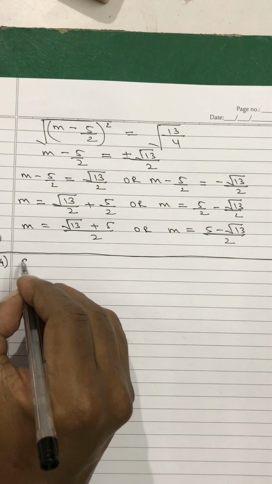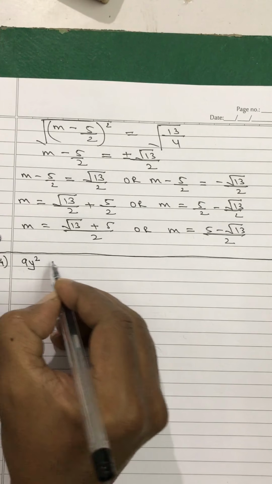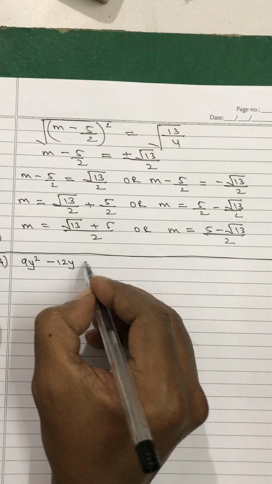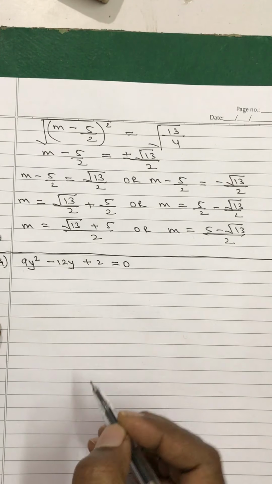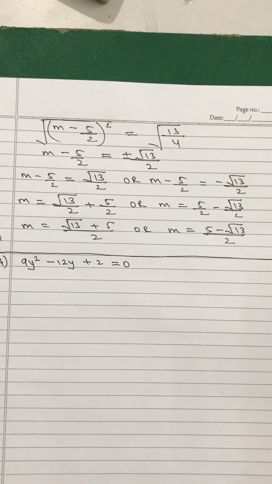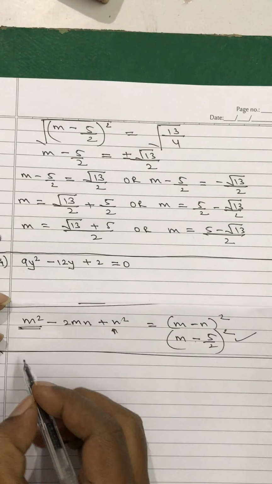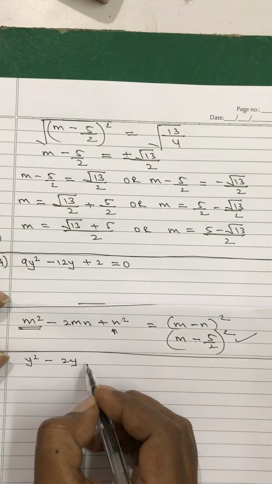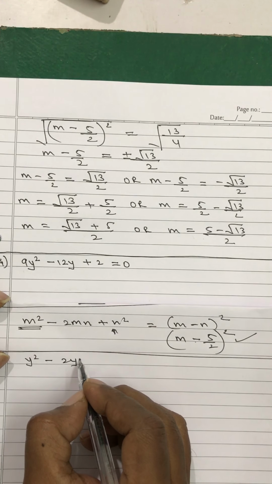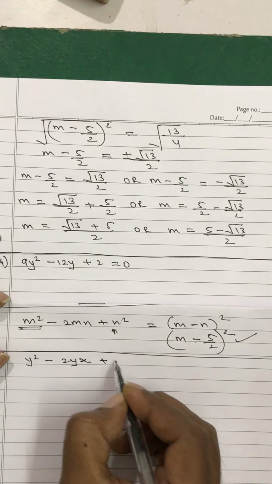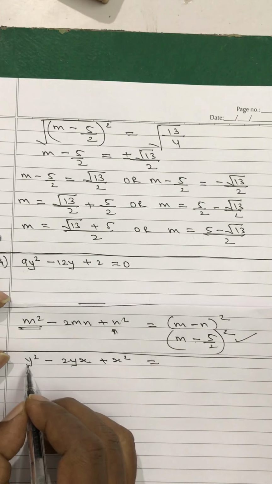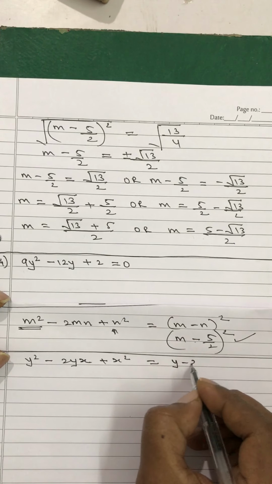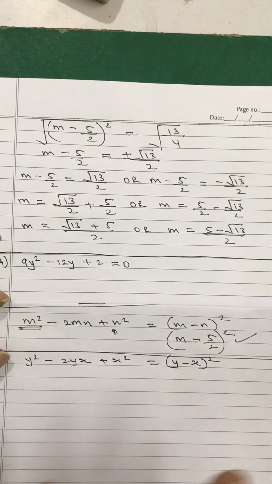In question number 4 they have given us 9y square minus 12y plus 2 is equal to 0. So I can make it clear now. This I can shift to y square minus 2y. Now what do I take as the one? x plus x square, right? Which will be equal to y minus x the whole square. Something of this sort it will come.